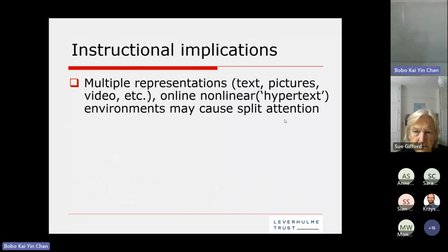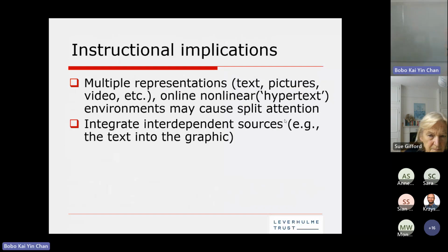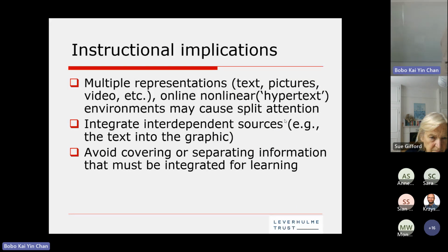Any sort of multiple representations that are used frequently in different instructional presentations, in hypertext or computer-based environments, for example, are a lot of situations that could generate this split attention and increase extraneous cognitive load. In this case, integrating them physically could be a way of dealing with that extraneous cognitive load.